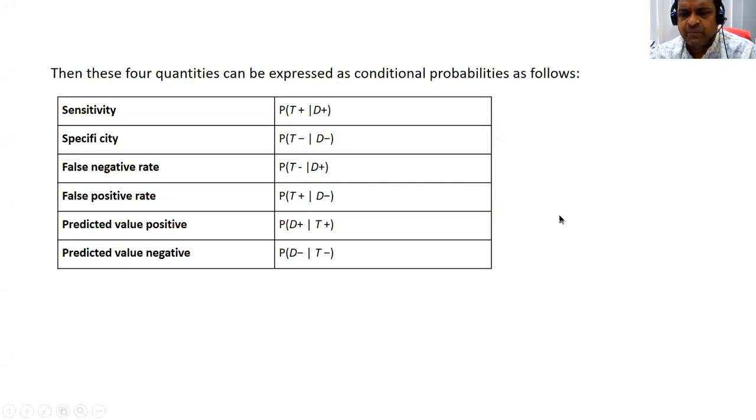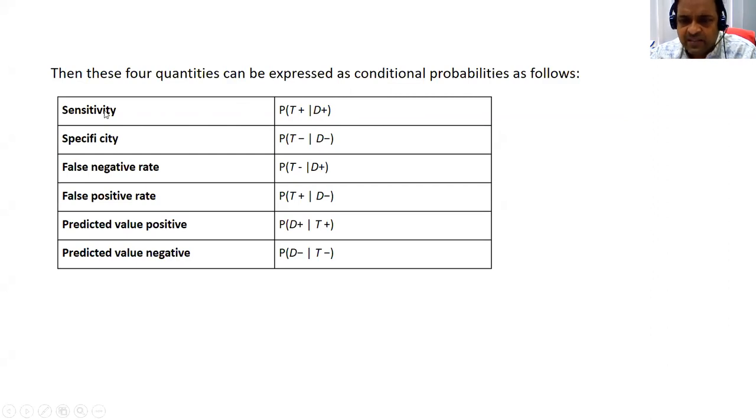Before going to the example, let us memorize some terminology we learned. Sensitivity is nothing but the test giving a positive test result, given that the individual actually has the disease. And specificity, we learned, is the laboratory test giving a negative test result, given that the individual actually does not have the disease.